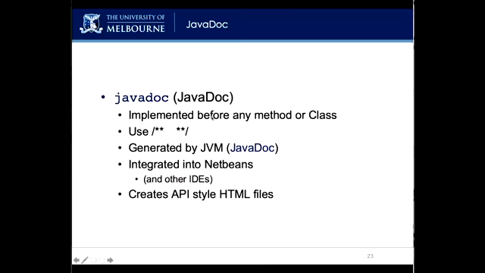So again, you implement Javadoc before any method or class. You use this prefix and close it with the closing marker. It's generated by the JVM, so it's completely auto-generated. You don't have to do any work. It makes it really easy. It's built into NetBeans and other IDEs, I'm sure. And you can do it on the command prompt as well. It floods your files with the structure that you need and creates the API for you. So you can add to your own API, have your own manual for your own code, which is wonderful.